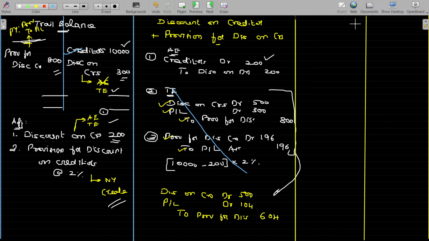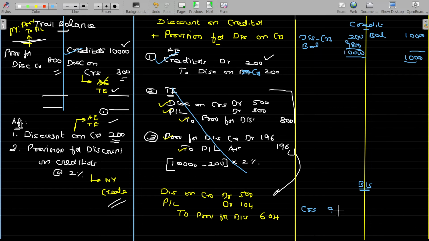We'll start with the creditors account. Creditors account, balance in the credit side 10,000. And then here is creditors to discount on creditors. I missed here also, discount on creditors 200. No more adjustment required for the creditors. If I tally this, I will end up with 9,800 rupees in creditors balance. This will go to the balance sheet, liability side, creditors 9,800.